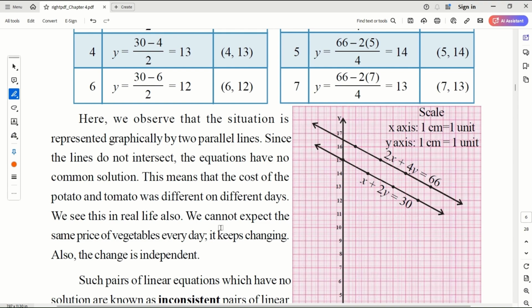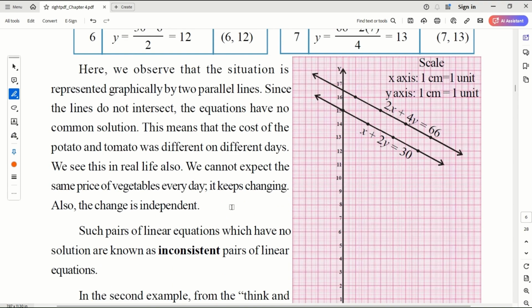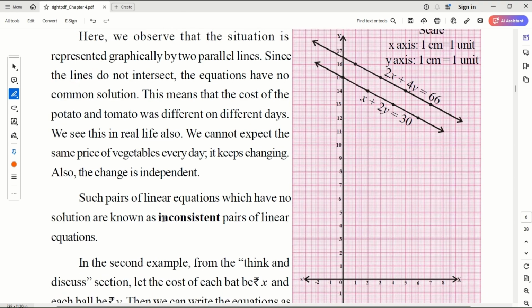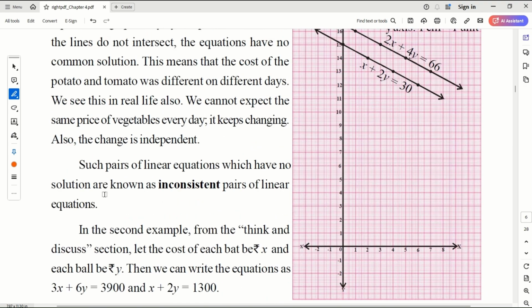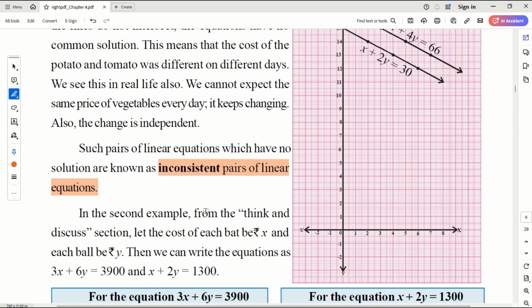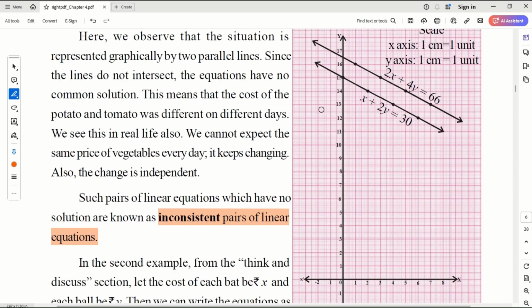That's why we can get a solution of parallel lines here. Such pairs of linear equations which have no solutions are known as inconsistent pairs of linear equations. What do you call them? Inconsistent. They are not consistent, right? There is no solution possible. So they are inconsistent.